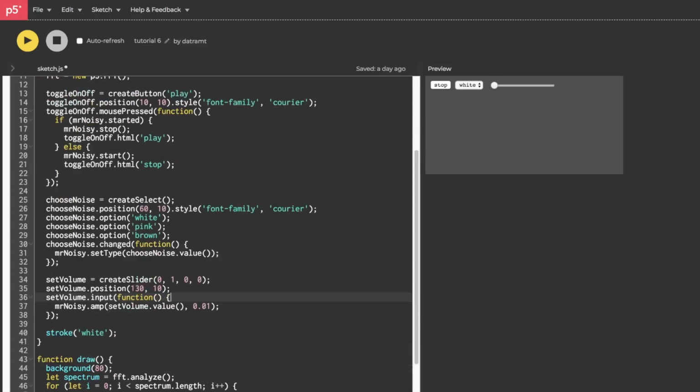So remember that MrNoisy.amp is expecting a number typically between 0 and 1. So under the hood, what it can do is take that value, that constant, and multiply all of the samples in the signal by that value.